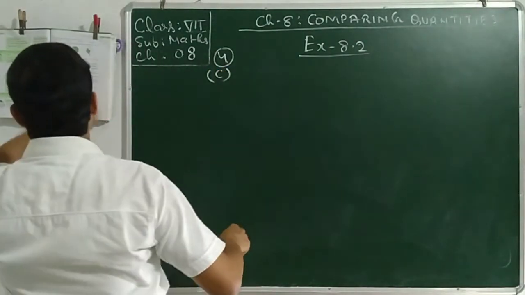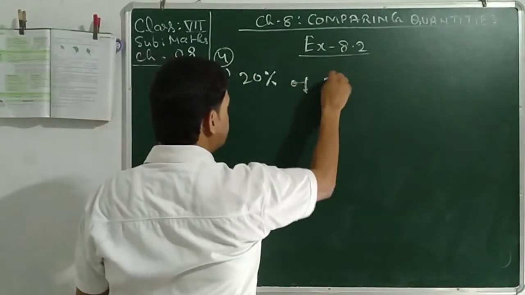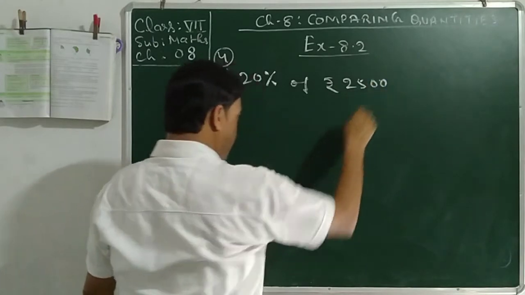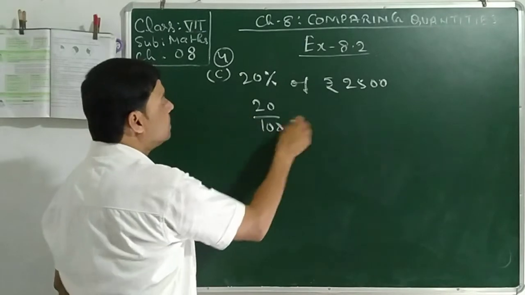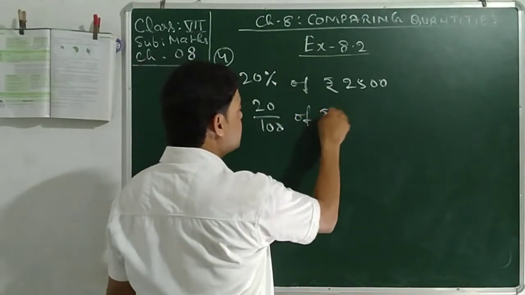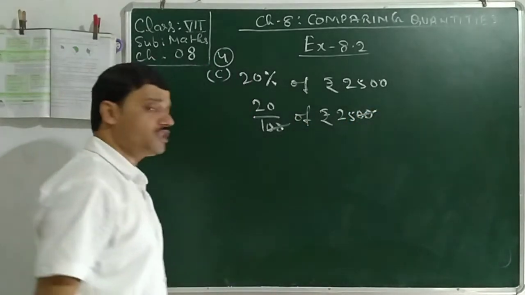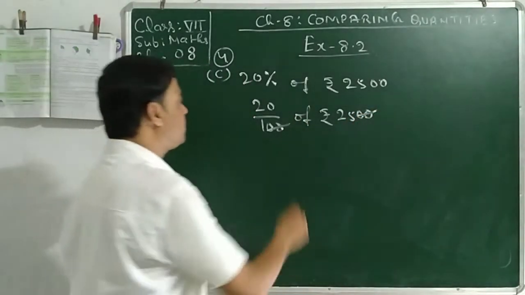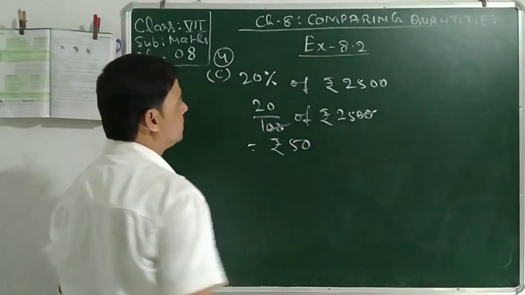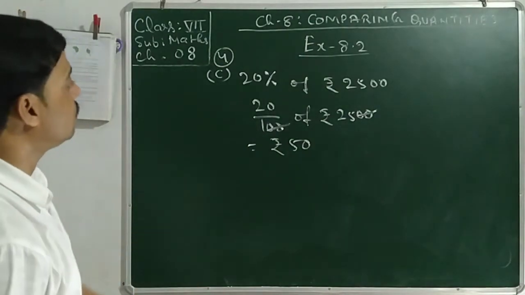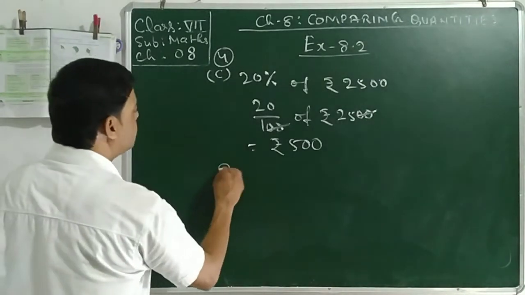In the C, you are asked to find 20% of rupees 2500. That will be 20/100 of rupees 2500. Upon reducing to the lowest term, you will get 25 into 20, that is rupees 500. Now come to the D number.